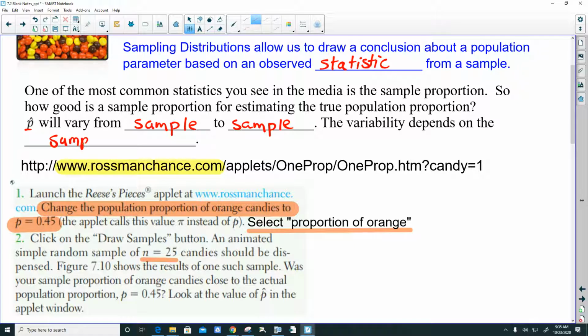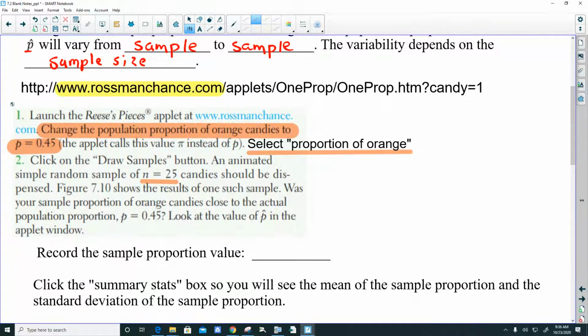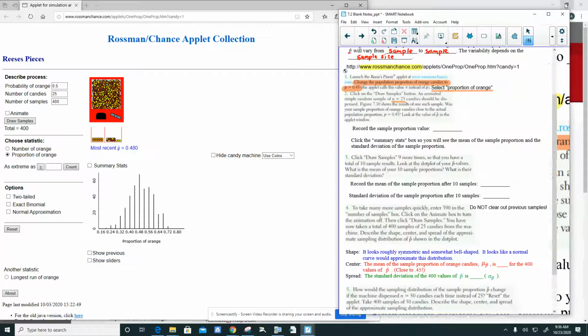Now, your variability depends on what your sample size is. We learned in the previous section that if we take larger and larger sample sizes, it's going to make our statistic much more narrow. It's going to decrease the variability. And so we're going to go to this website that I have highlighted there. It's rossmanchance.com. And so I'm going to go ahead and change my screen over. We're going to change a few settings here.